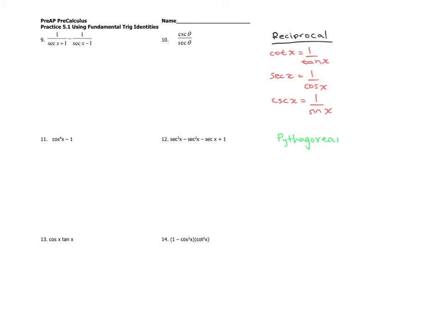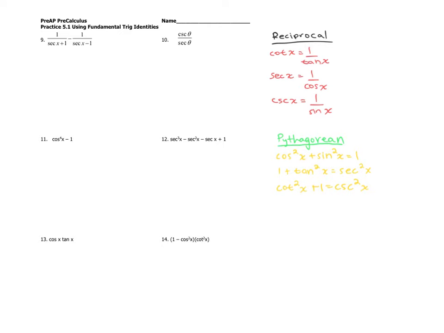Pythagorean rules. This is similar to the Pythagorean theorem, except it's using trig properties and functions. The first one of these would be cos squared x plus sine squared x is equal to 1. Then the second one is 1 plus tan squared x is equal to secant squared x. And then finally, we have cotangent squared x plus 1 is equal to cosecant squared x.